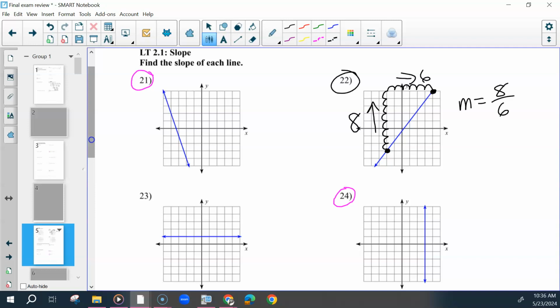Up and right would make this a positive. And then we would just need to see if it was simplified. Would this be simplified? Which means I probably missed the point. If I were to go up 4 and to the right 3, I should land at another point. But you can count your slope from any 2 points. Any other slope questions?